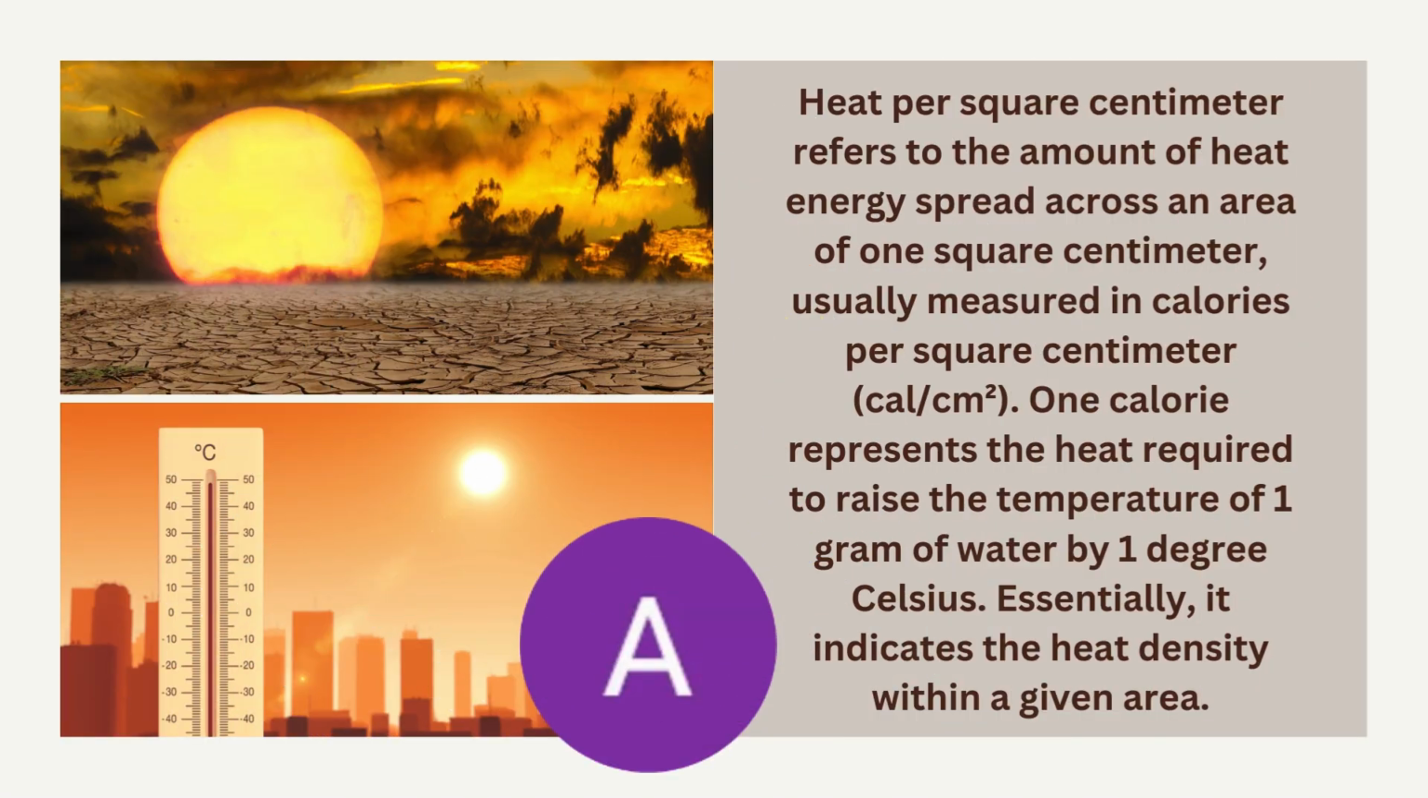Heat per square centimeter refers to the amount of heat energy spread across an area of 1 square centimeter, usually measured in calories per square centimeter. One calorie represents the heat required to raise the temperature of 1 gram of water by 1 degree Celsius. Essentially, it indicates the heat density within a given area.